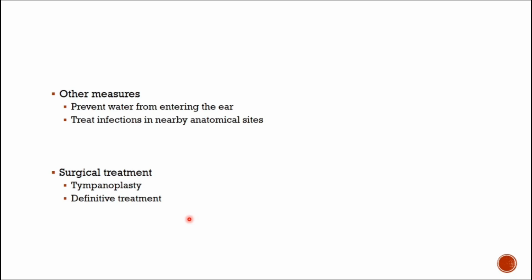Okay. So for unsafe type, if you say the surgical management is tympanoplasty, then you will not be given marks. And again, for safe type, if you say cortical mastoidectomy or canal wall mastoidectomy, then you will not be given marks. So for safe type of CSOM, the definitive management is tympanoplasty.